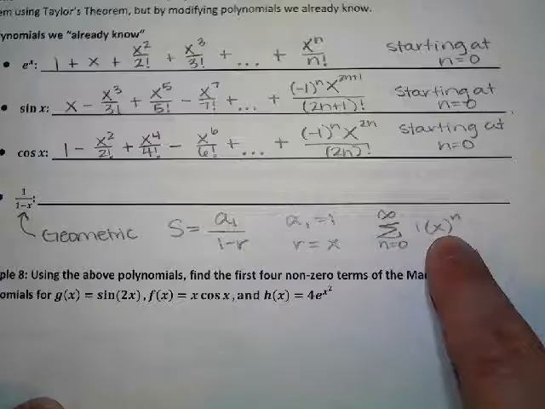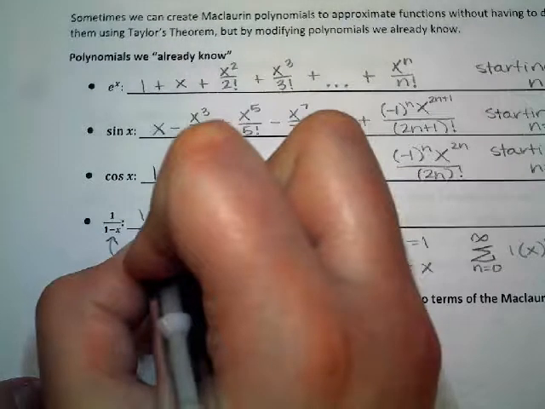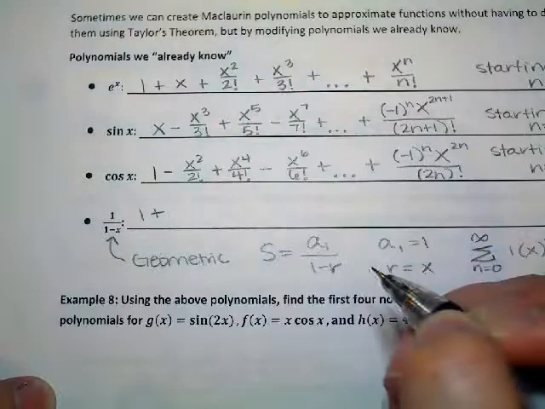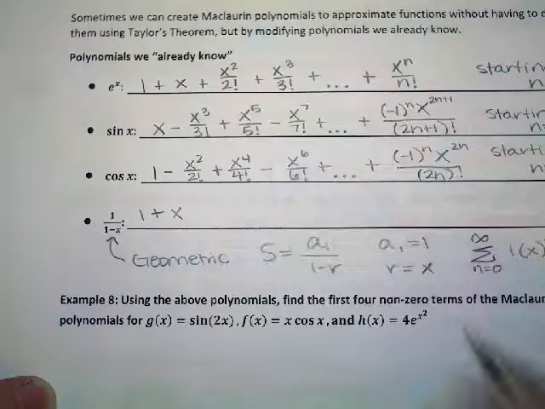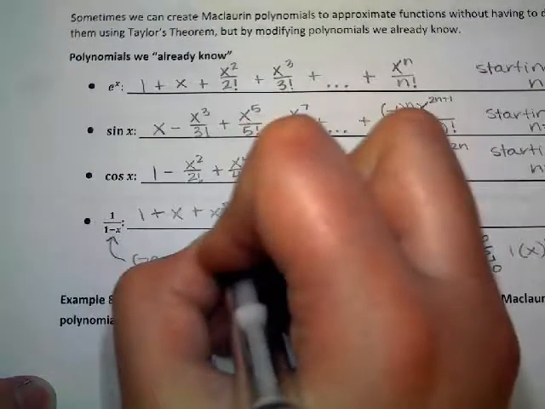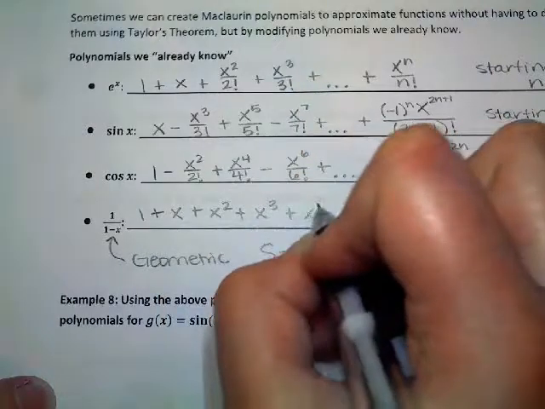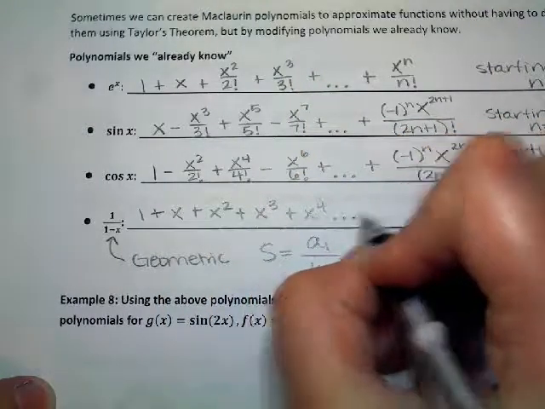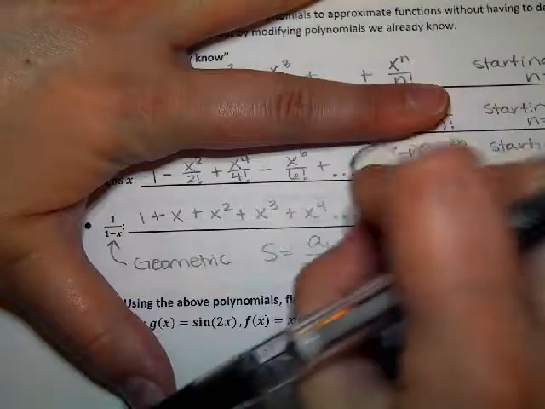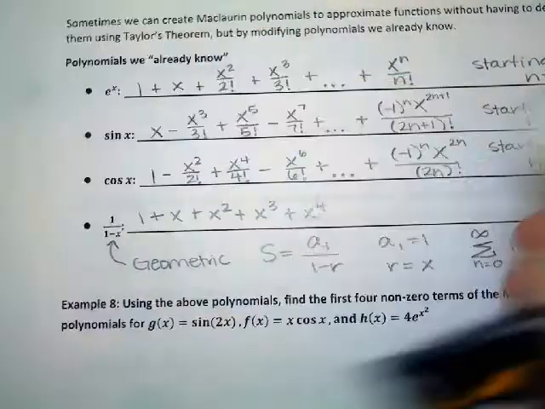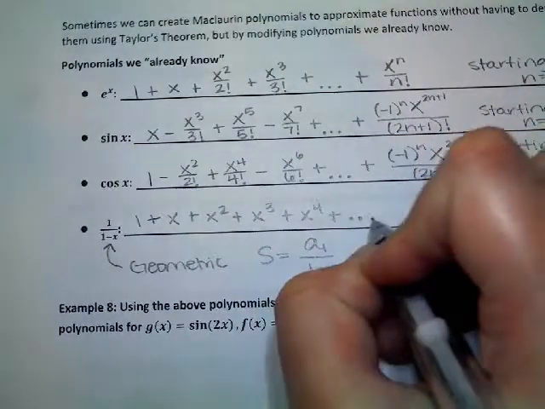What do I get? X. Okay, I'm going to multiply by x. What do I get? I'm going to multiply by x. What do I get? Oops, I needed another plus sign there. Let me write this correctly. Okay, and then what do you guys think the nth term is? X to the n.